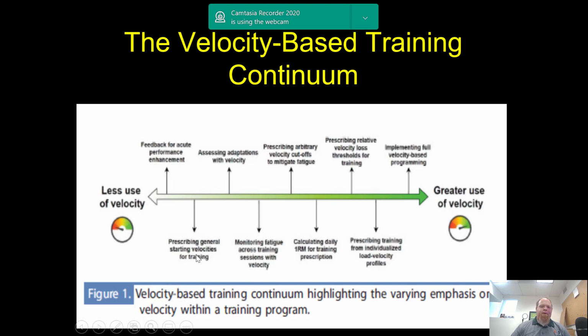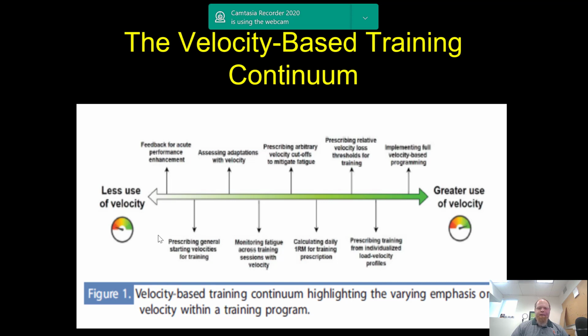Then we can look at prescribing general starting velocities for training. This goes along with the velocity zones and things like that, and really the next two do. So there are these general prescribing velocities, like okay, you want to do strength speed, you want to do speed strength. Here's a couple of different recommendations that we can give you really quickly, and then we'll go from there. It's not super in depth, it's not super detailed, but it's a good starting point that you can just throw them out on the floor and do a little bit more than just giving them the feedback.